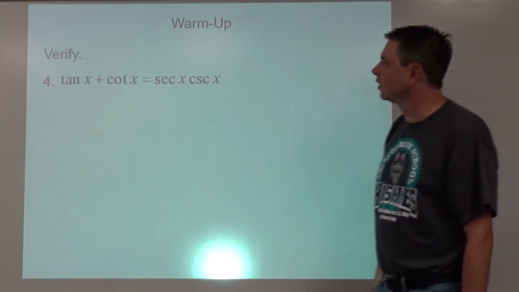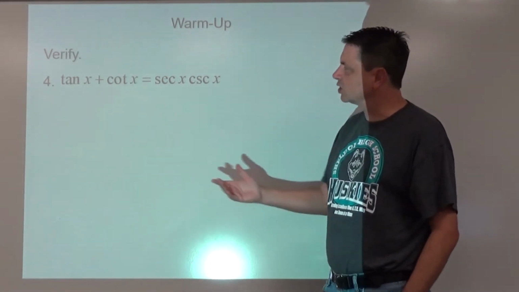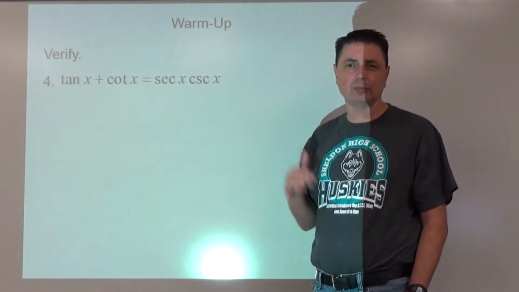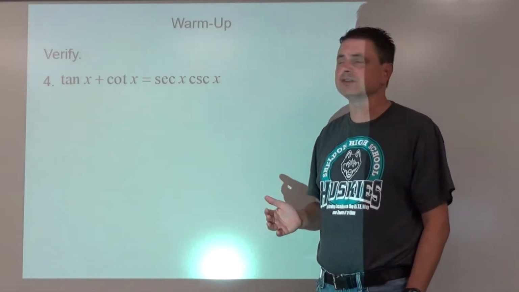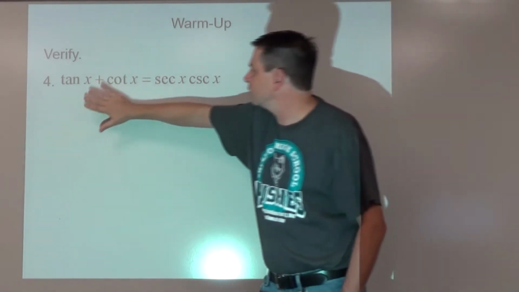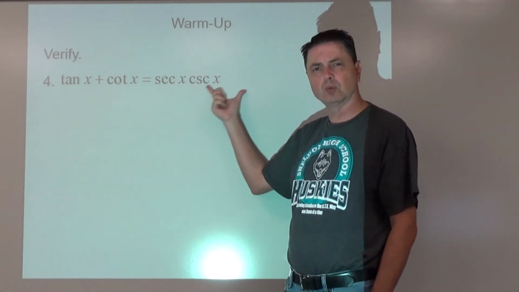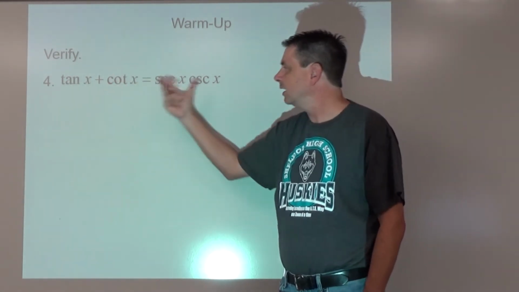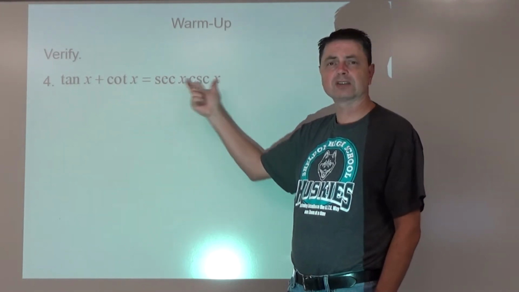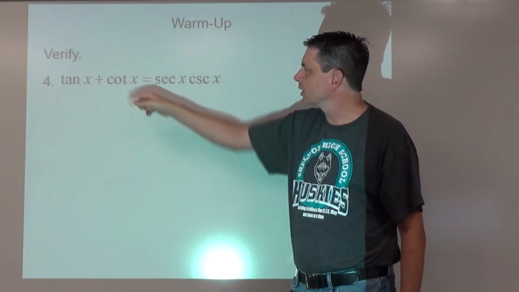All right, number 4, verify. A little bit tough to figure out which one's the more complicated side, but in terms of maybe thinking at some point, possibly going in terms of sines and cosines, addition is going to be harder than multiplication, so I think we might want to work over here. But keep in mind what our goal is. If we do that, this is essentially 1 over cosine x, 1 over sine x. All right, so let's work on this side.